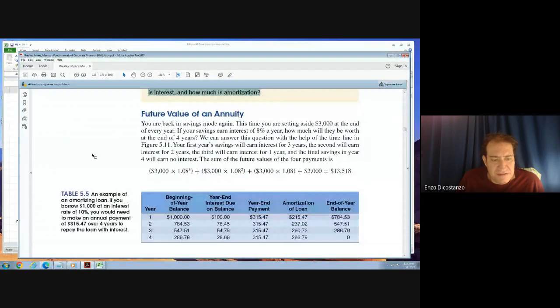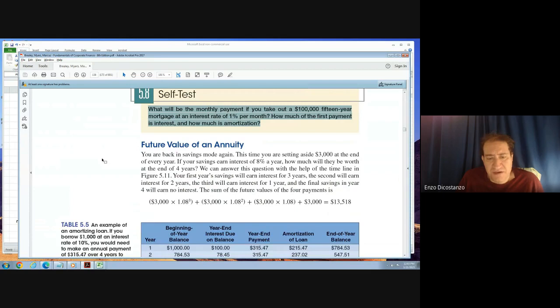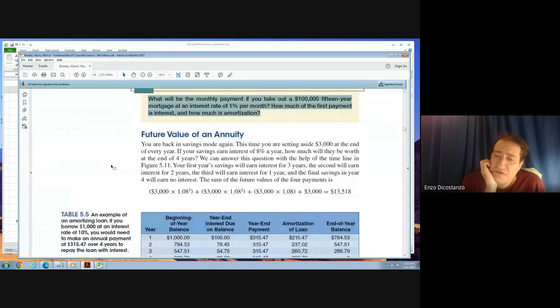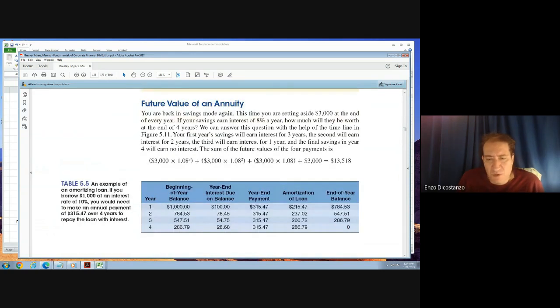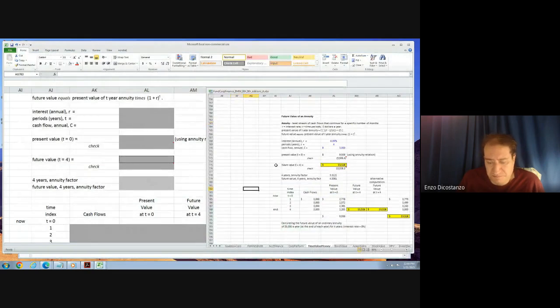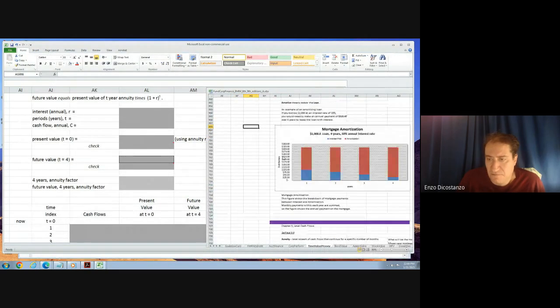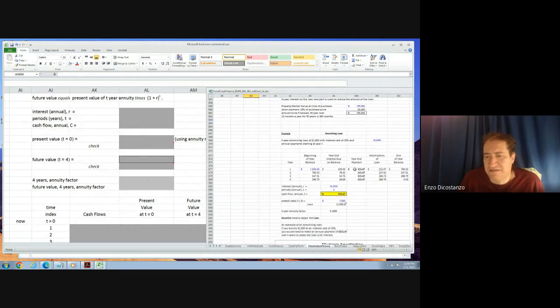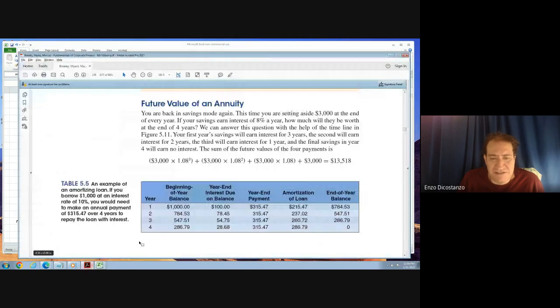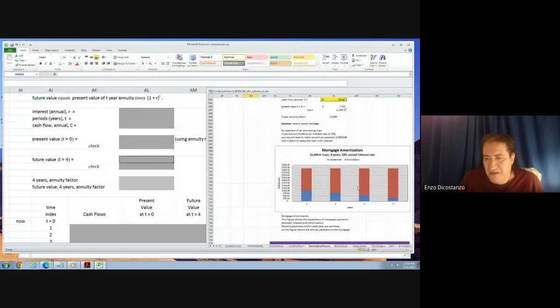So this is an amortizing loan. You borrow 1,000 at 10%. You want to make annual payments. Okay, that's future value. Did we work this? I think we worked this out already. Yeah, these are different. That's just the graphic. We did this last video, and we made this.